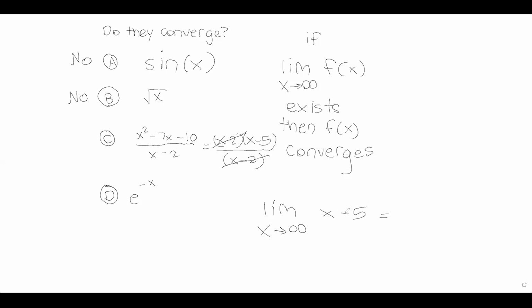So we have infinity minus 5. It doesn't make infinity any less. This -5 really doesn't have any effect whatsoever, so this limit does not exist, which means that this converges. Or sorry, it means it does not converge. Diverges. And now for this one.